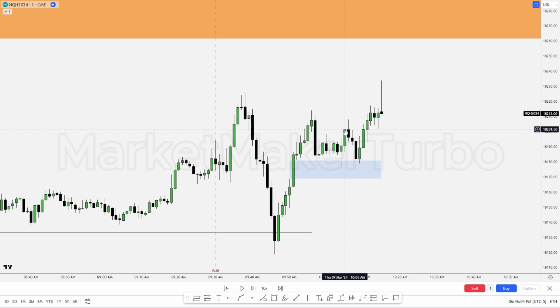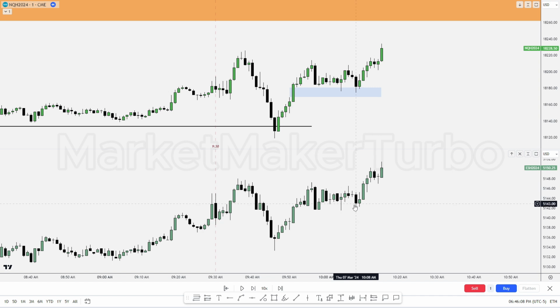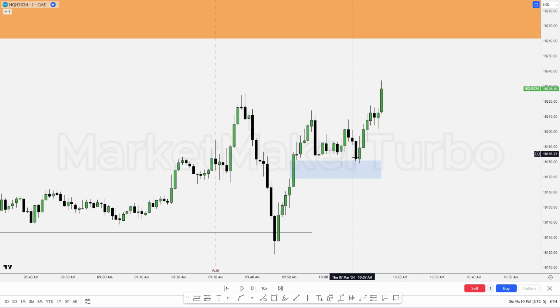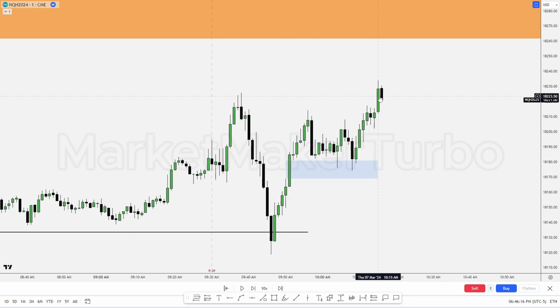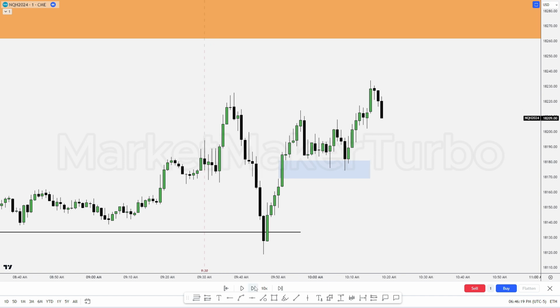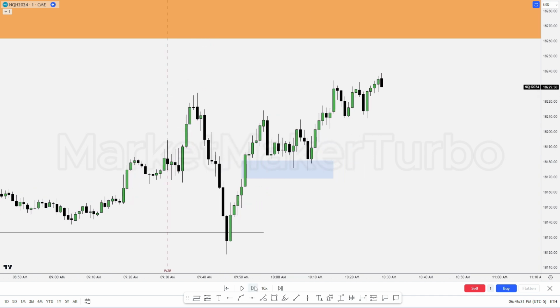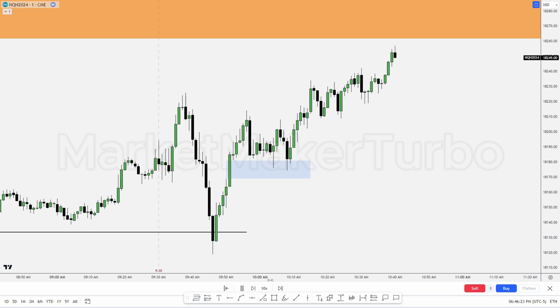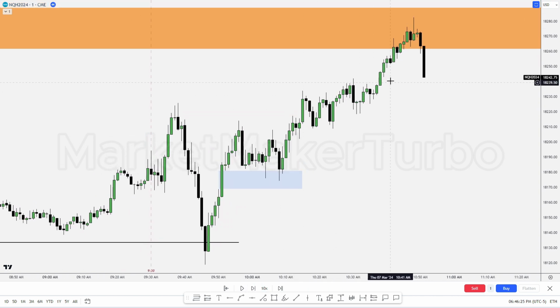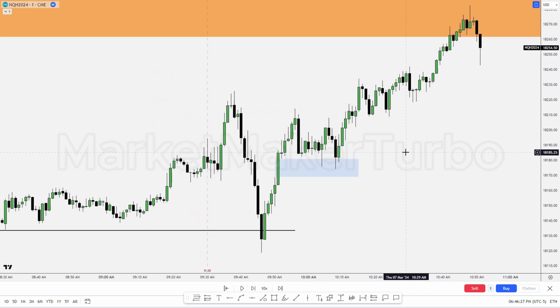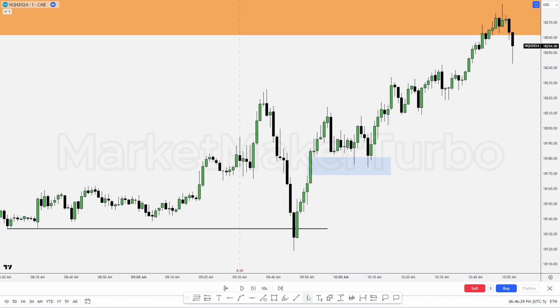You have a breaker. So we took a low there. Let's see if there's SMT. I'm not sure. No, but it dipped into there. Breaker. Another BISI. And then price eventually does run up into there. So that's kind of when you want to take a silver bullet.